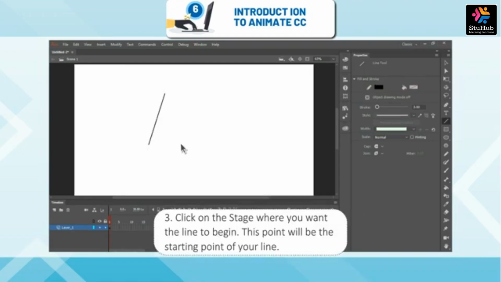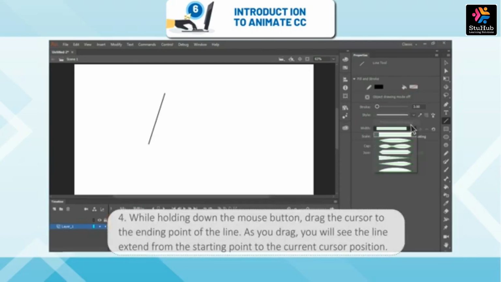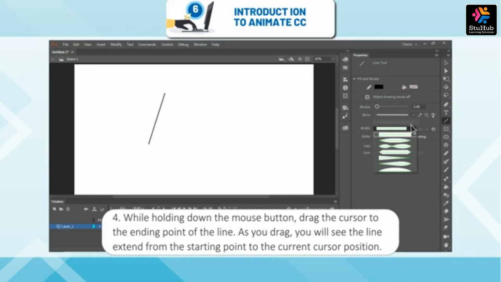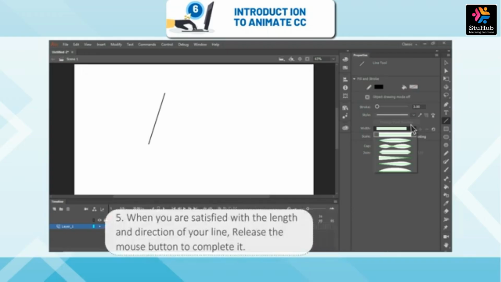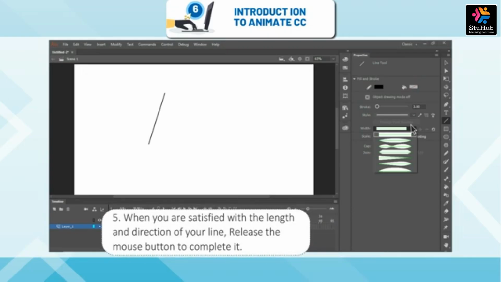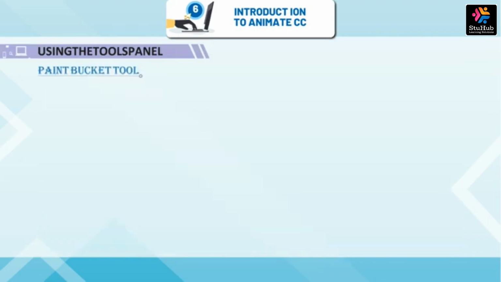Click on the stage where you want the line to begin. This point will be the starting point of your line. While holding down the mouse button, drag the cursor to the ending point of the line. As you drag, you will see the line extend from the starting point to the current cursor position. When you are satisfied with the length and direction of your line, release the mouse button to complete it.